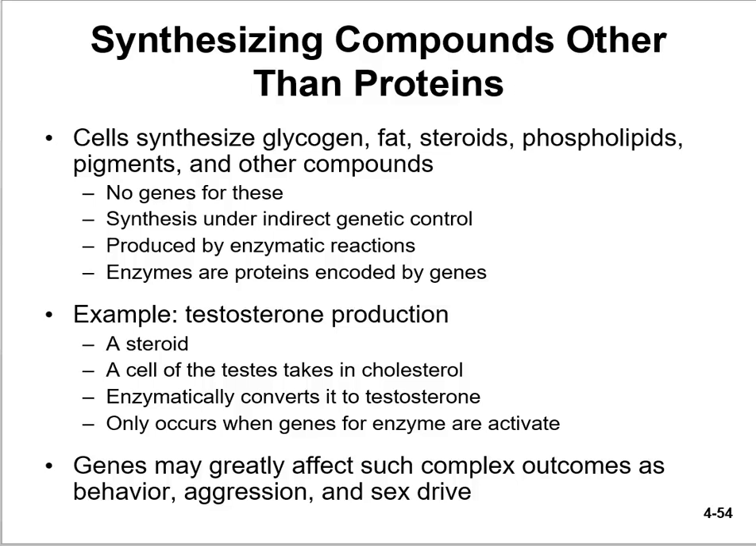So, for example, testosterone production. Testosterone is a steroid, which is a lipid. So a cell of the testes will take in cholesterol and then use enzymes to convert it to testosterone. And this will only occur when genes for that enzyme are activated. So genes can greatly affect such complex outcomes as behavior, aggression, and even sex drive.